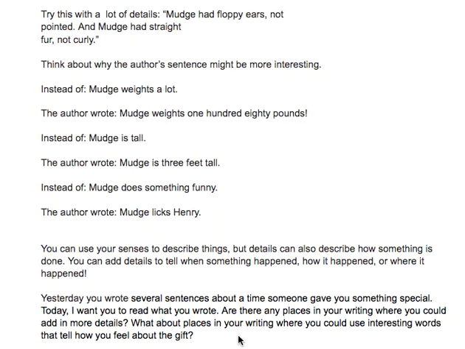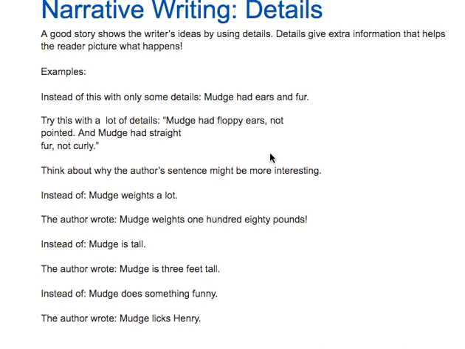If you just told the reader it was a gift, what was the gift? Try adding in some more details to your writing today. Think about what is going to make that interesting to the reader.